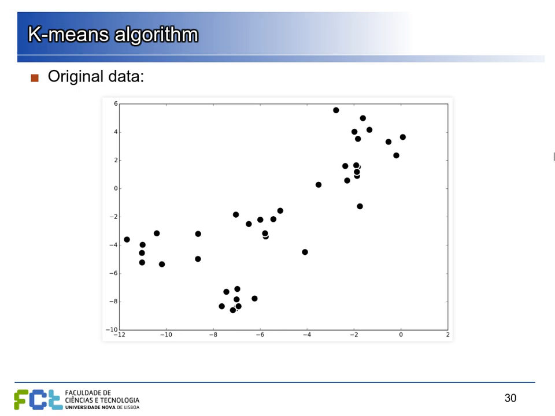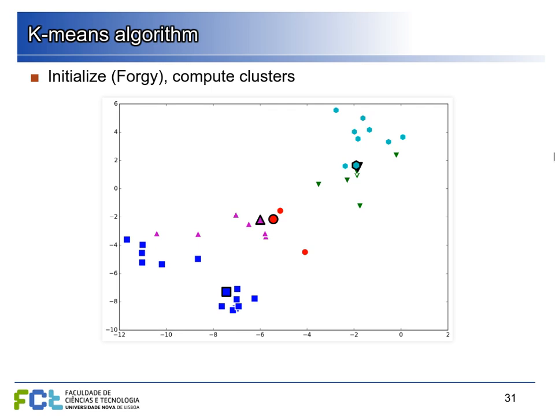So let's see how the algorithm works. We have this original data. We don't have labels for the data, so we're going to try to figure out which clusters we should place these points into. And we begin by initializing with the Forgy method by choosing at random a set of points and then assigning the data to each of these centroids, so to each of these clusters.